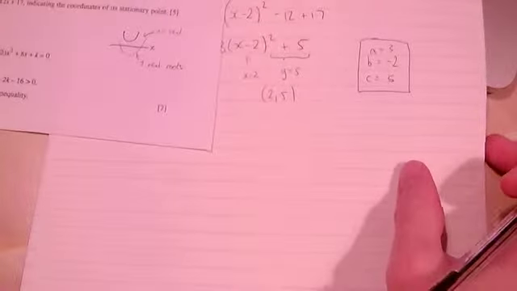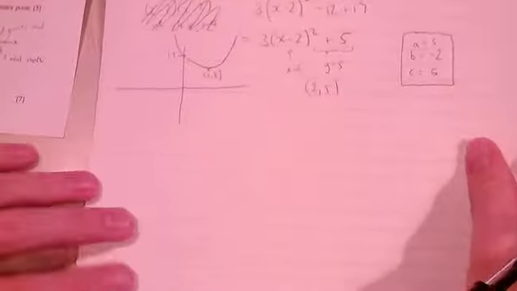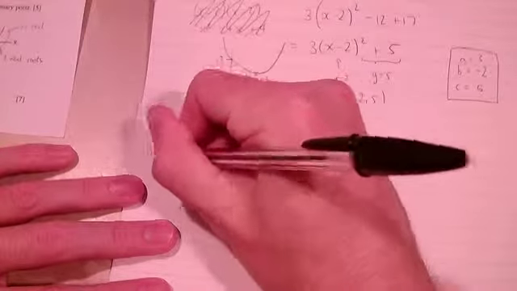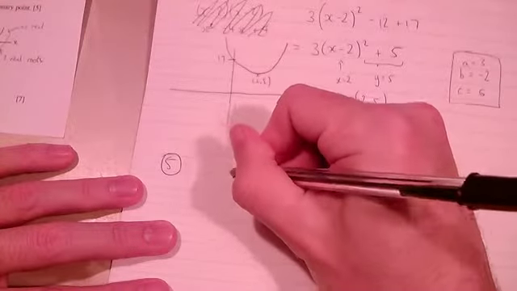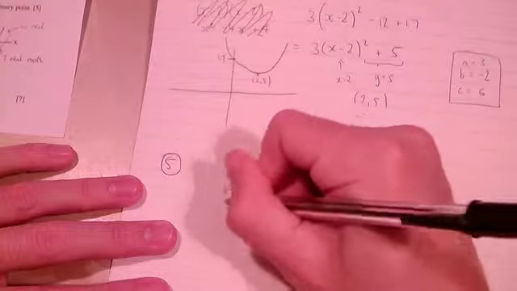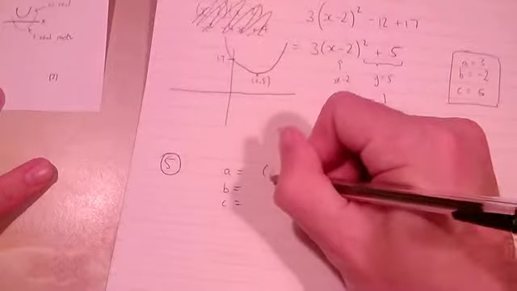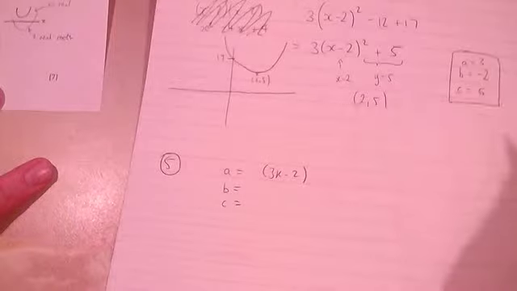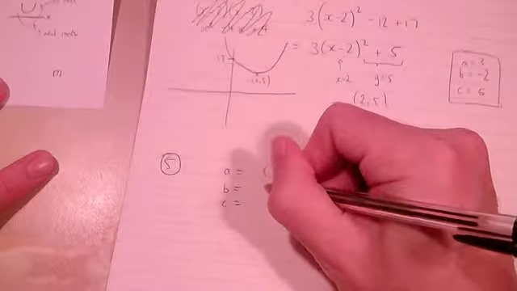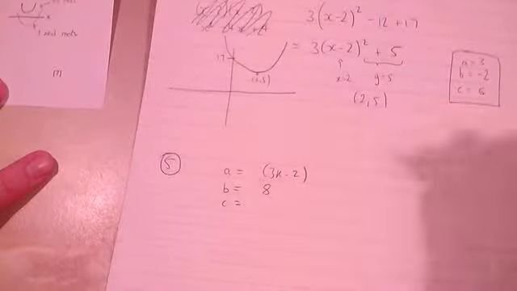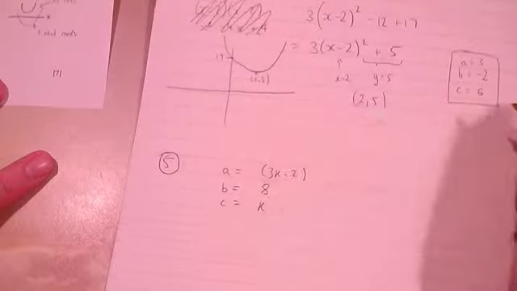Okay, so what I need to do is use something called the discriminant. So for question 5, first of all, I'm going to state what A is, what B is, and what C is. So A is 3k minus 2. You don't have to put it in brackets, I'm just putting it in like it is in the question. B is positive 8 or just 8, and C is positive k or just k.